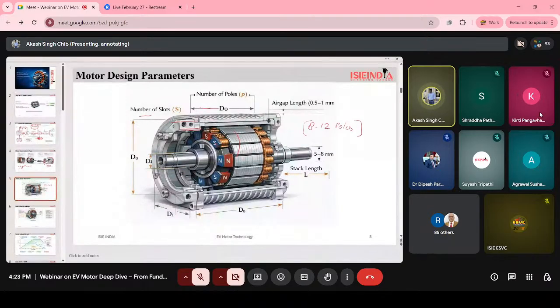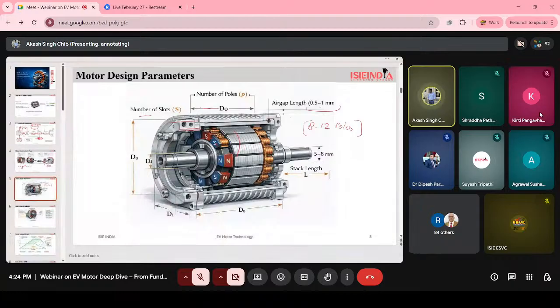Then comes the air gap. I told you before, we have to maintain 0.5 to 1 mm of air gap between the rotor and the stator part. A smaller air gap improves the efficiency of the motor.